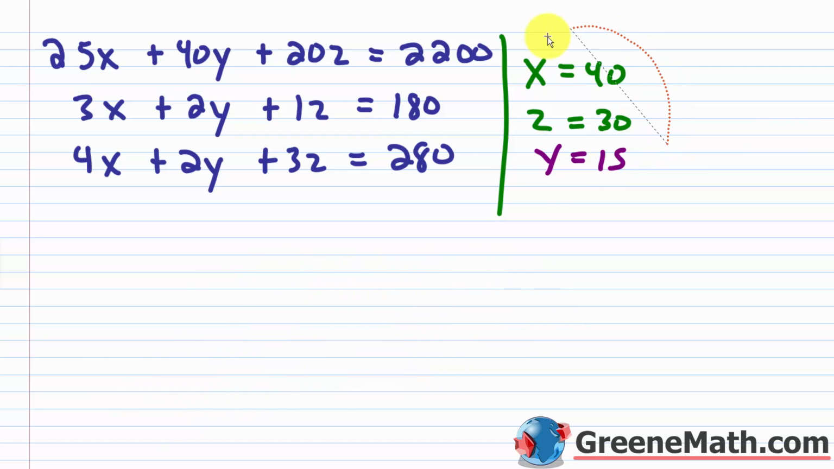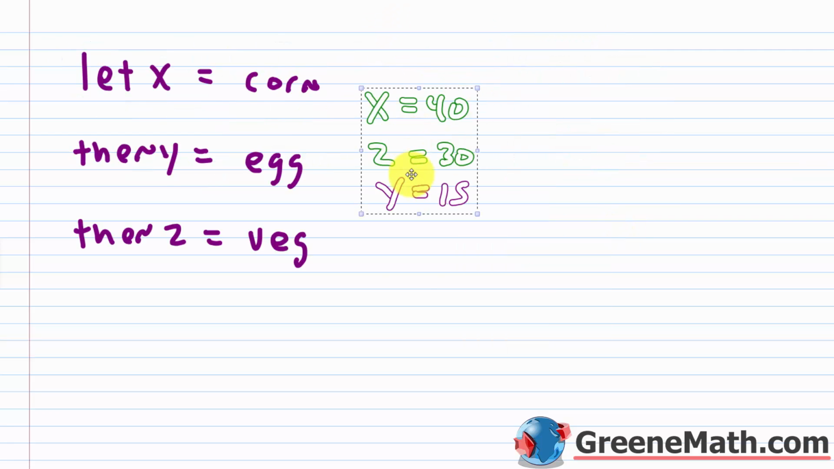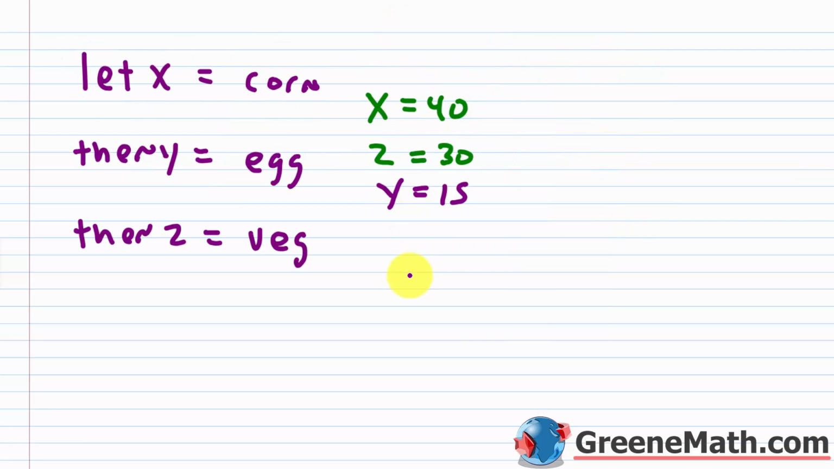So let me copy this real quick and paste that here. We remember that x is the amount in ounces of the corn mixture we're going to use, and that's going to be 40. So we're going to use 40 ounces of the corn mixture. And y was the amount of the egg mixture we're going to use. That's going to be 15 ounces. And z is the amount in ounces of the vegetable mixture. That's going to be 30.